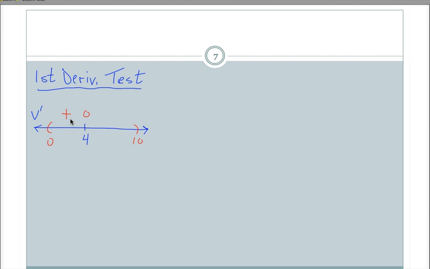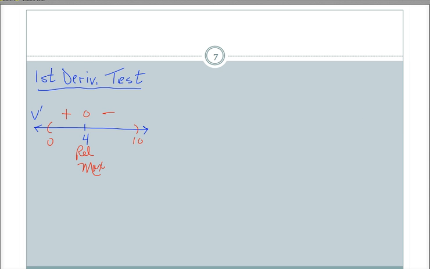Then we're going to pick a number in between 4 and 10, substitute that into the first derivative, and we get a negative. So since our derivative is changing from positive to negative, indicating that the original function changes from increasing to decreasing, voila, we have a relative maximum.